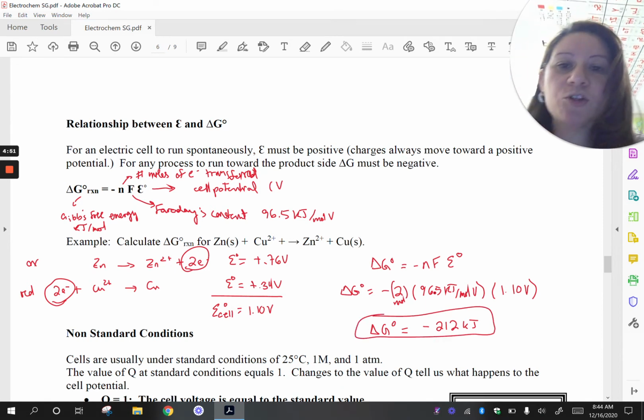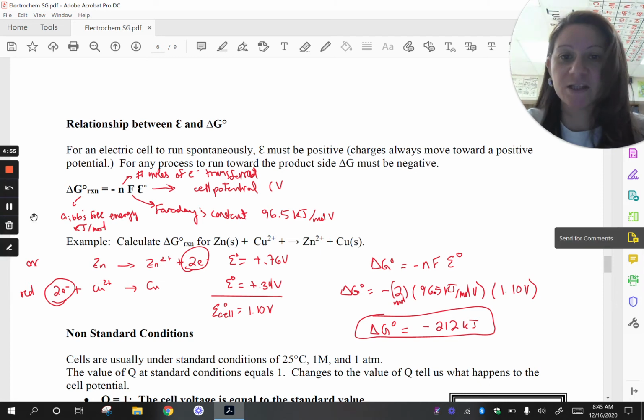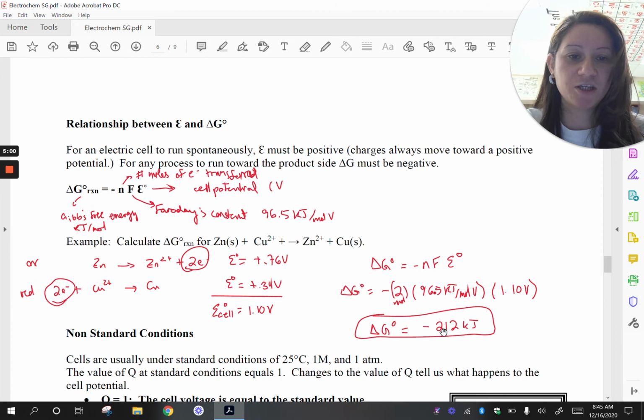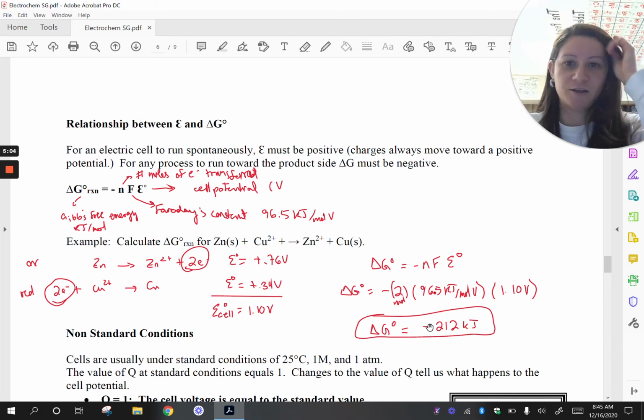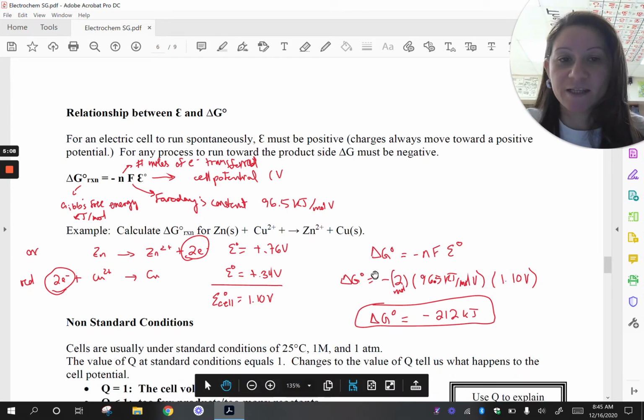So just to double check, if this was a spontaneous reaction, which it is, your cell potential needs to be positive, your delta G needs to be negative. Both of them check, so that means that we probably did it correctly. So this is at standard conditions. That little degree sign means standard conditions.